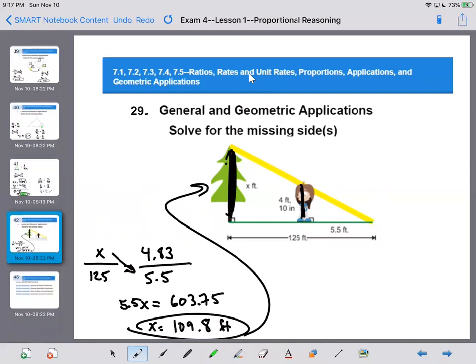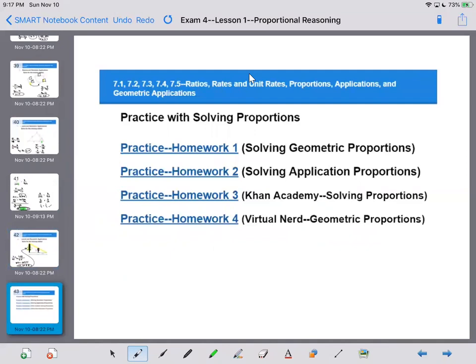So again, there's some practice with solving geometric proportions and applications, and you also have Khan Academy and Virtual Nerd as different examples there. So this will bring an end to Exam 4, Lesson 1 video on proportional reasoning.